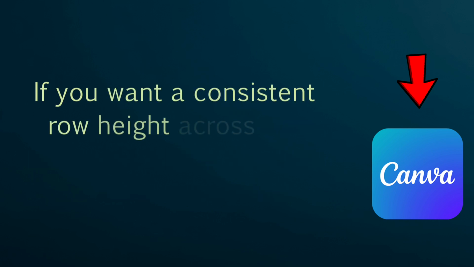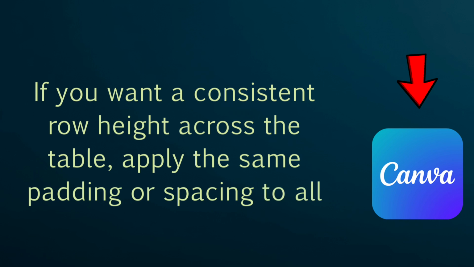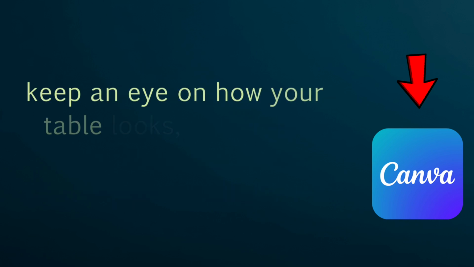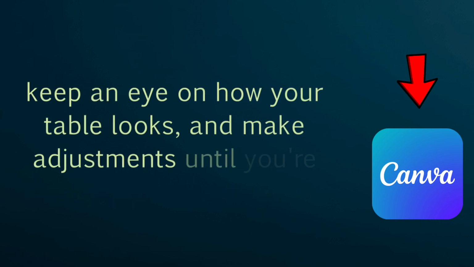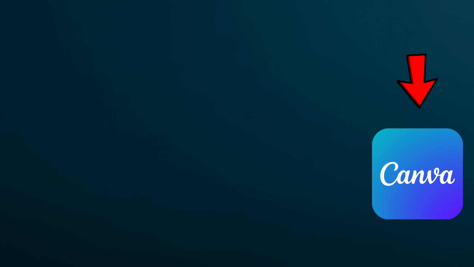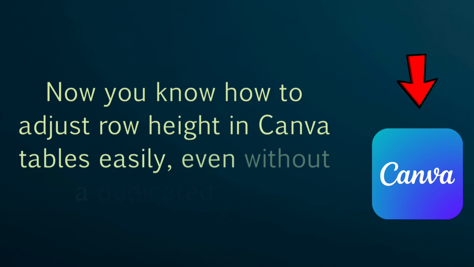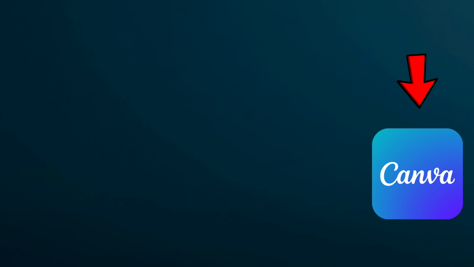If you want a consistent row height across the table, apply the same padding or spacing to all rows. Keep an eye on how your table looks and make adjustments until you're happy with the spacing. That's it. Now you know how to adjust row height in Canva tables easily, even without a dedicated tool.